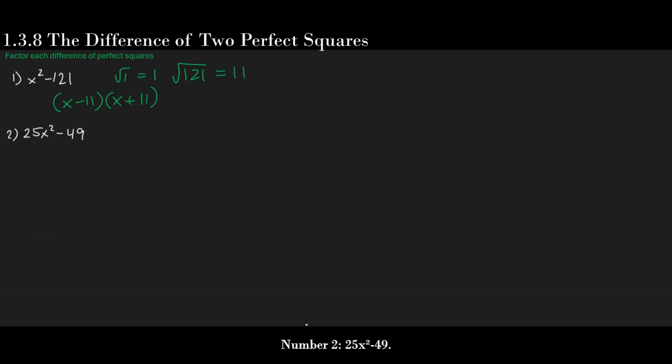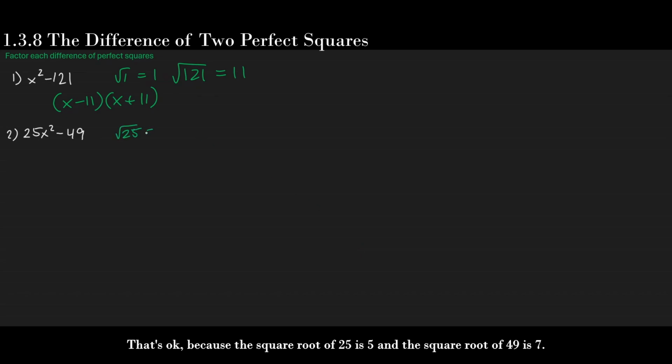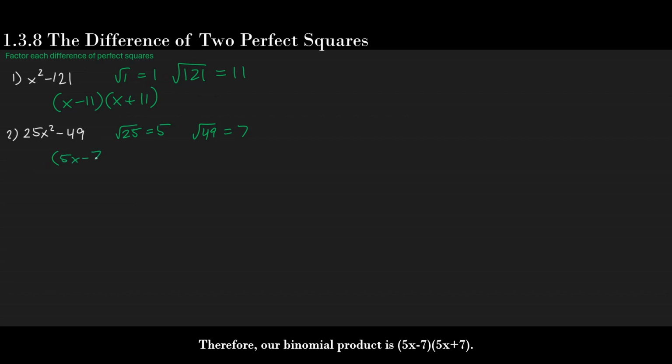Number 2, 25x² minus 49. This time, we have a coefficient on the leading term. That's okay because the square root of 25 equals 5 and the square root of 49 equals 7. Therefore, our binomial product is 5x minus 7 times 5x plus 7.